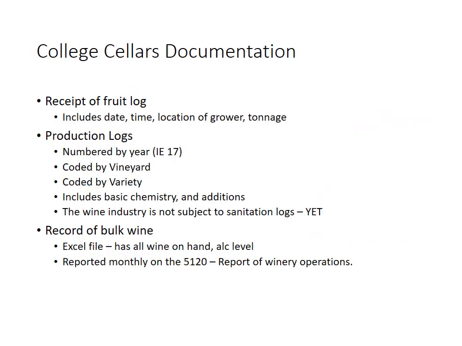So our documentation, we do have a receipt of fruit log. You will notice that we filled those out, that we have a piece of paper that denotes the date, the time, location of grower, and how much fruit came in. That's the bare minimum. We have a fruit receival log. Then we have our production logs that are numbered. You guys are very familiar with this. They have to be coded by vineyard. They're coded by variety. We have to have our basic chemistry and additions on there.